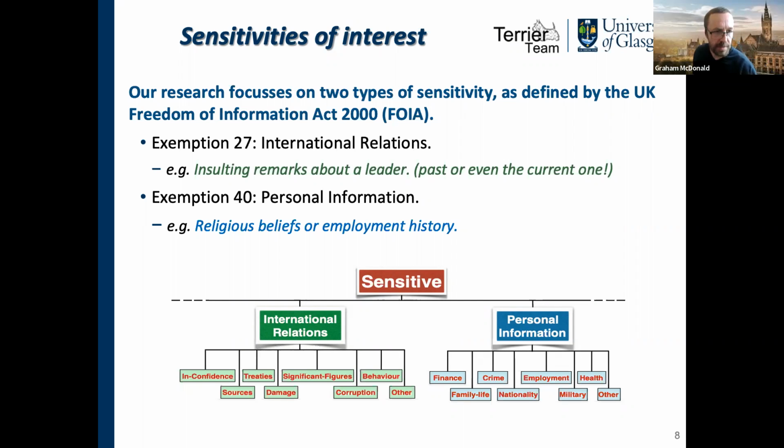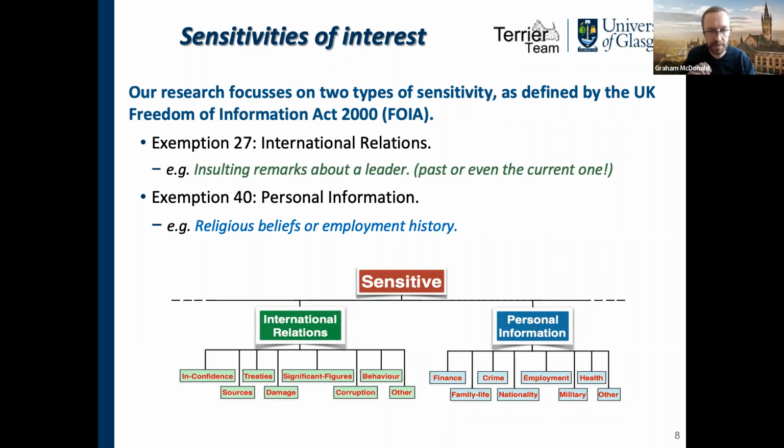And exemption 40 is personal information. So this actually is more nuanced and broader than personal data. It can be any sort of conversations about religious beliefs or employment history, crime, military service, things like that. So these exemptions are representative of the most frequent sensitivities in the UK government documents.